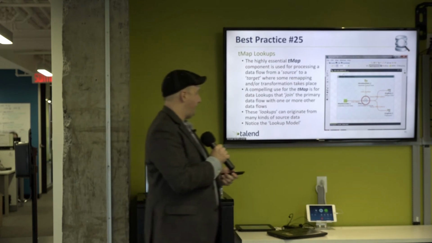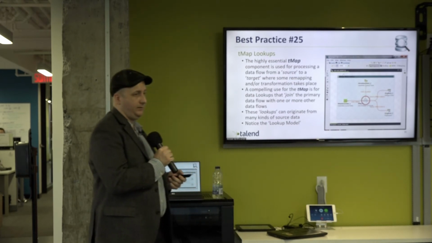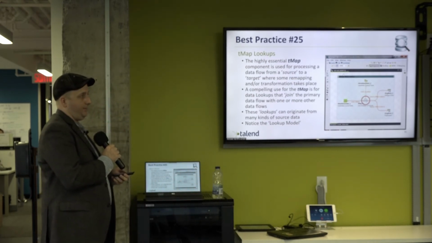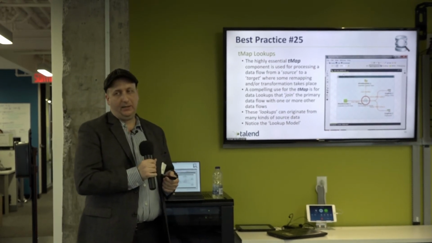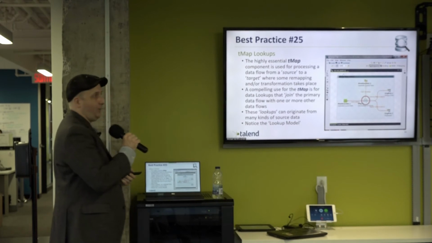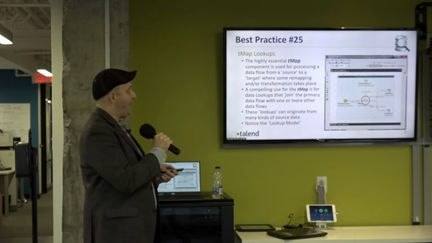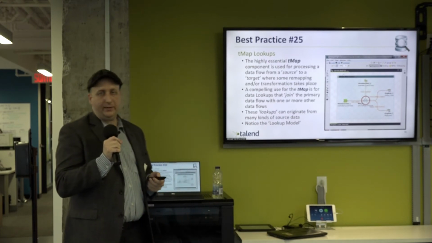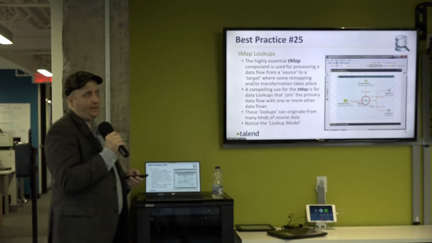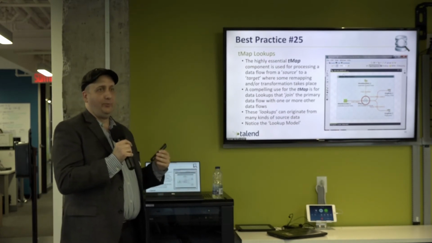All right, so next we have tMap lookups and understanding some of the settings behind the tMap lookup. You can do lookups three different ways. tMap can do a join. It can also do formulas and what have you, but it can do joins, right? And with these joins, you can set up what kind of lookup you're going to do.